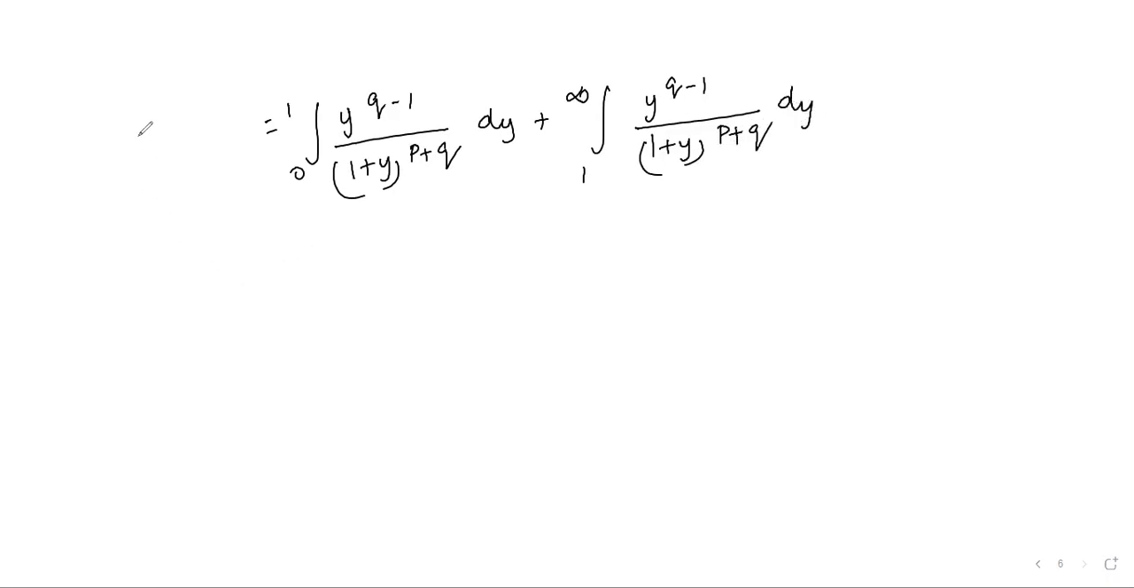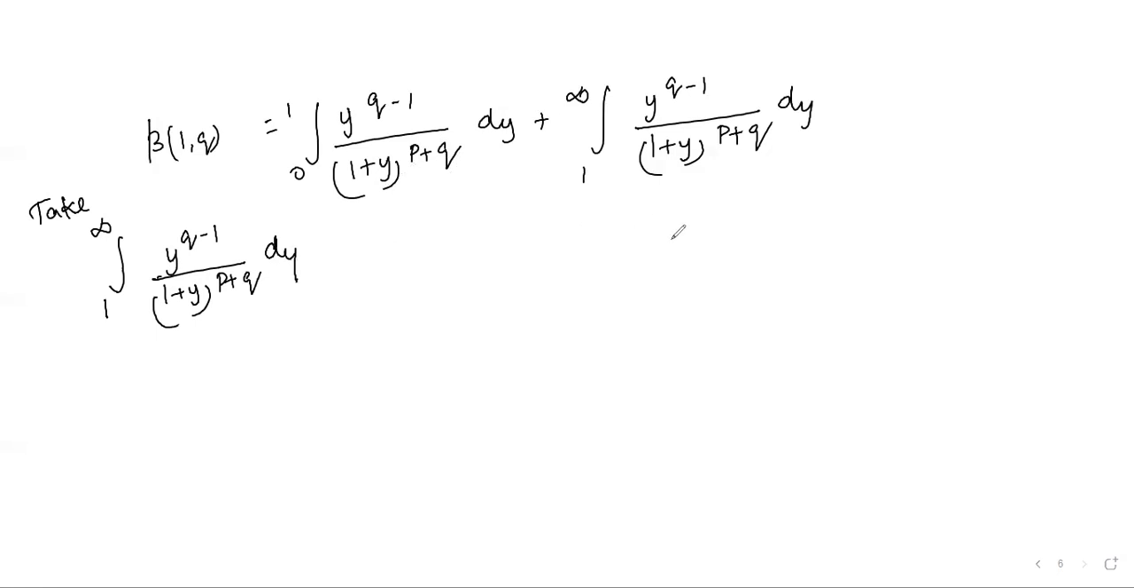Okay, so my left hand side is beta of p comma q. Now I am going to take the second integral. The second integral is what? Integral 1 to infinity, y power q minus 1 divided by 1 plus y whole power p plus q dy. So here I am going to do the substitution, put y is equal to 1 by z. So therefore I'll be getting dy is equal to minus 1 by z square dz.